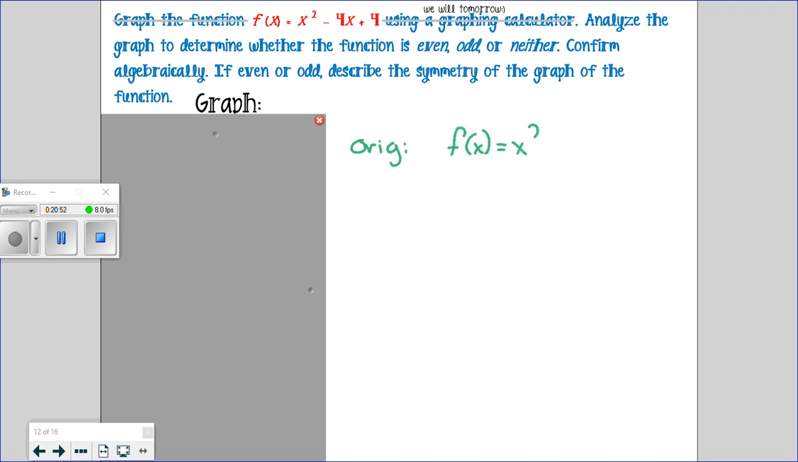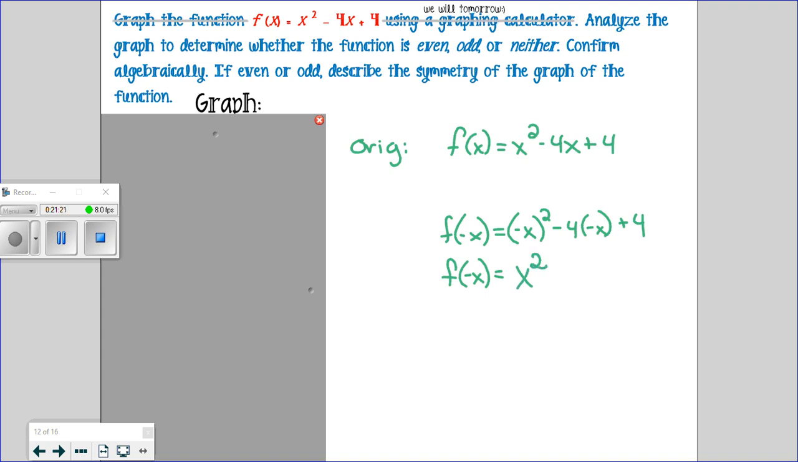f of x equals x squared minus 4x plus 4. Then I'm going to do f of negative x, and we're going to compare. So all I've done is plug in negative x, and I need to clean it up. Negative x squared, again, even exponent is always going to be positive, so it would just be a positive x squared. Negative 4 times negative x would be a positive 4x, and a constant will never change. That'll stay plus 4.